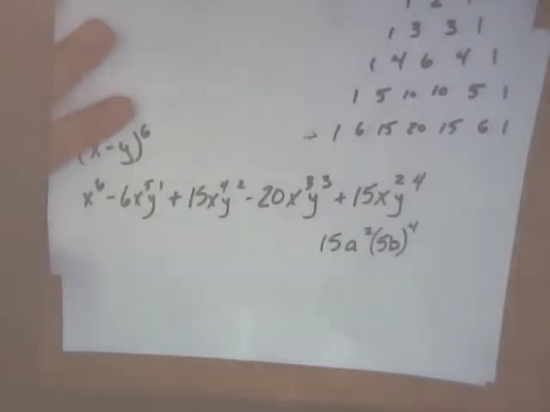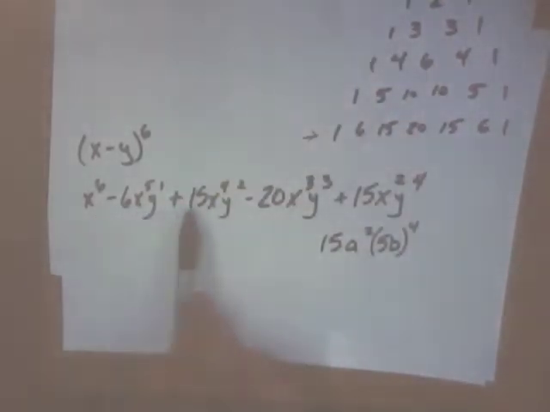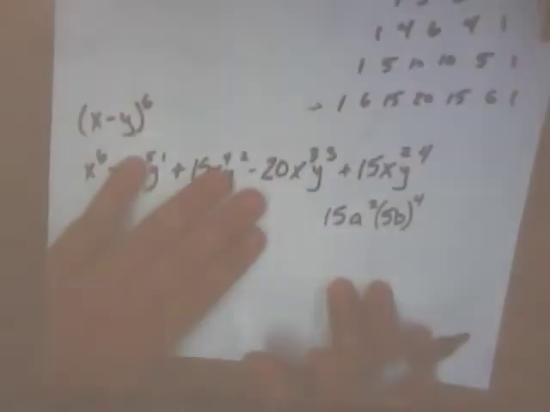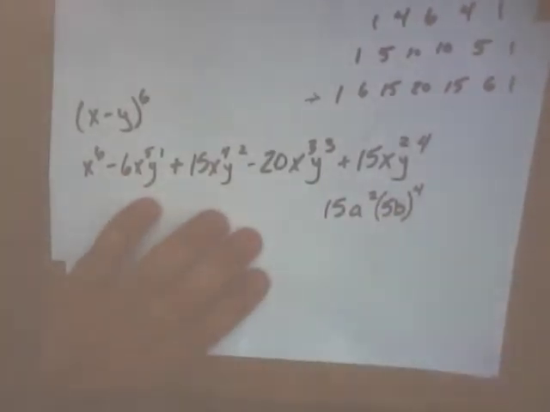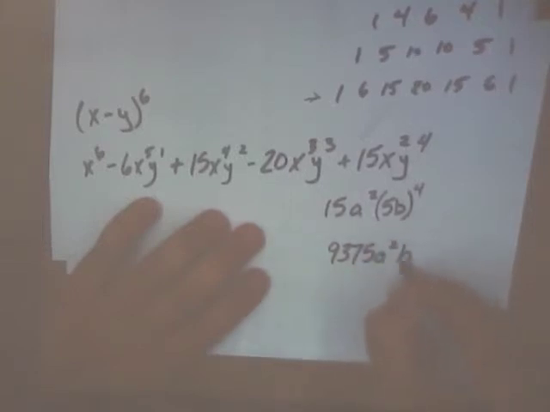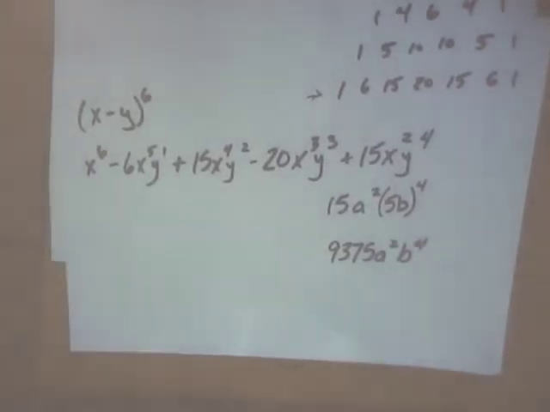Why didn't I put in a negative 5b? I already accounted for this negative when I made the signs opposite. Okay? And this is positive, so I know my value is going to be positive. All right. 5 to the fourth power? 625 times 15? 9,000? 9,375 a squared b to the fourth. Questions?